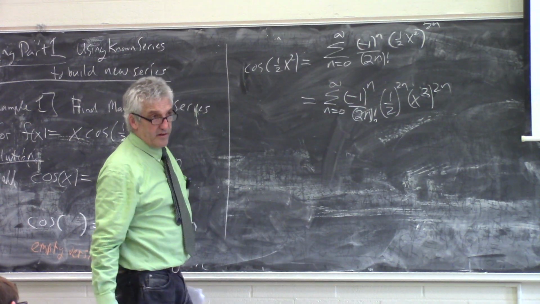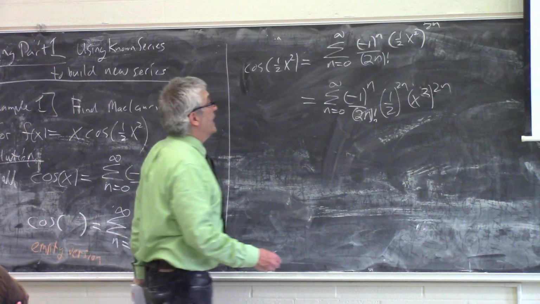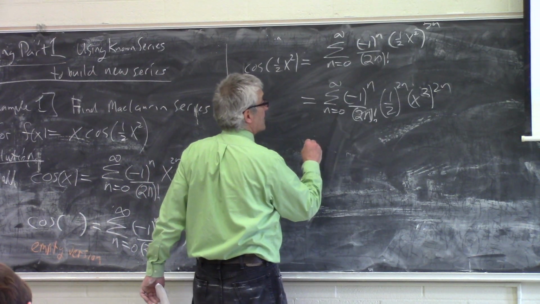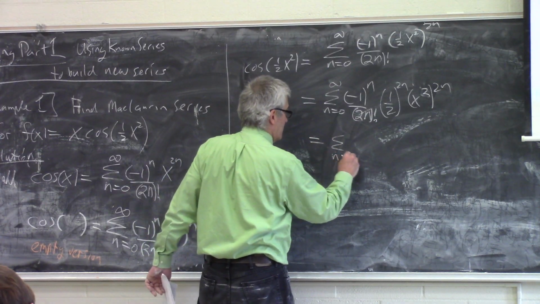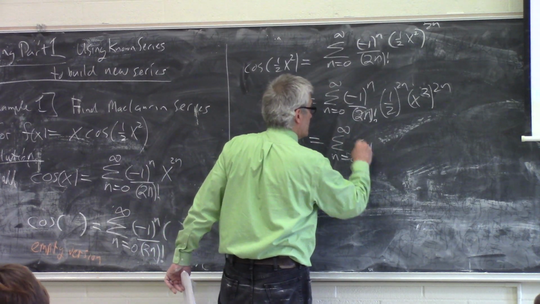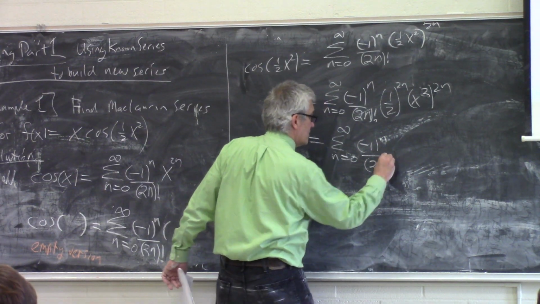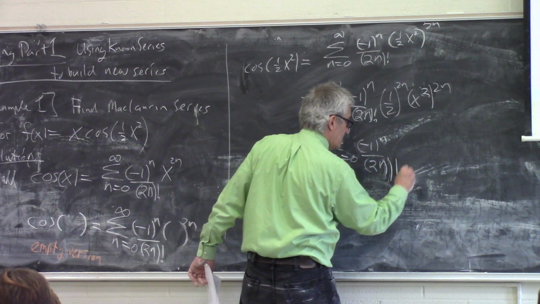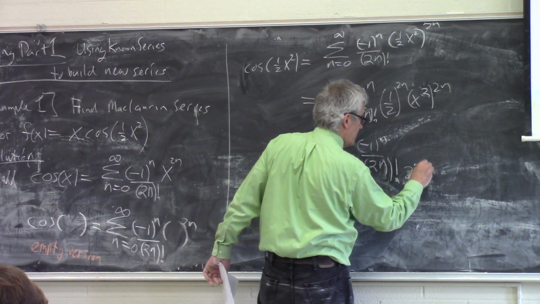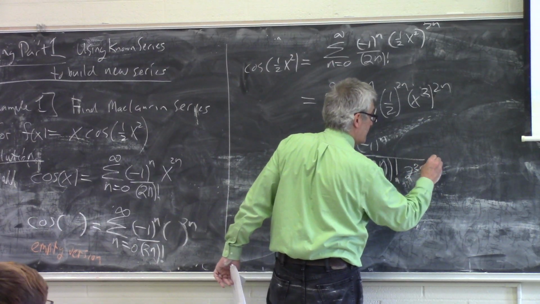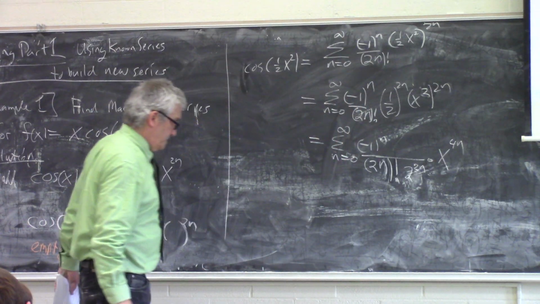The reason is I want to express this as a power series. So coefficients times powers of x. And instead of writing 1/2 to the 2n, I'm going to just put a 2 to the 2n on the bottom. So 2 to the 2n, and then times x to the 4n.